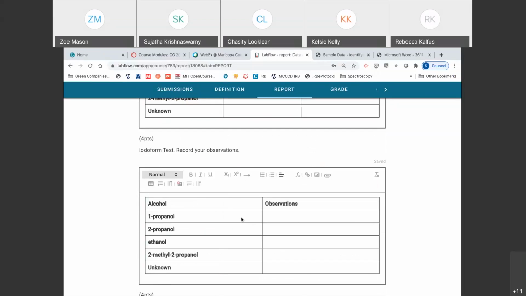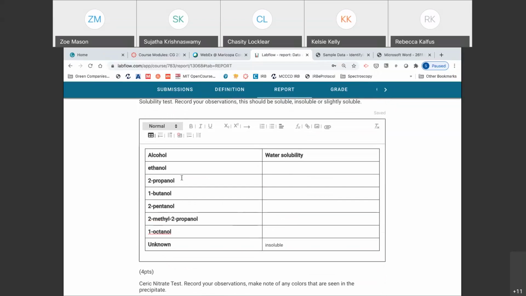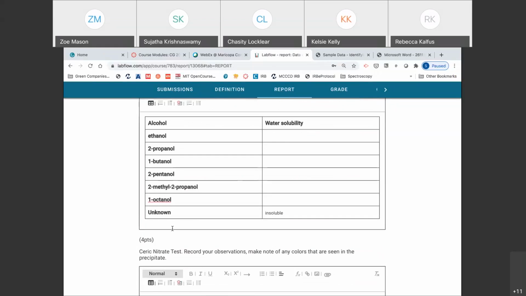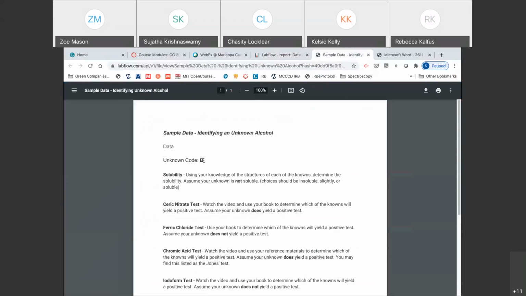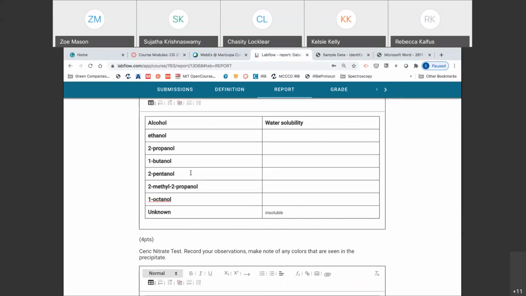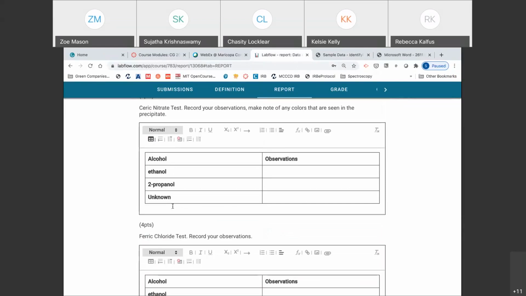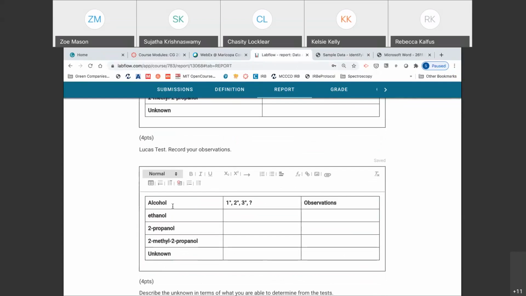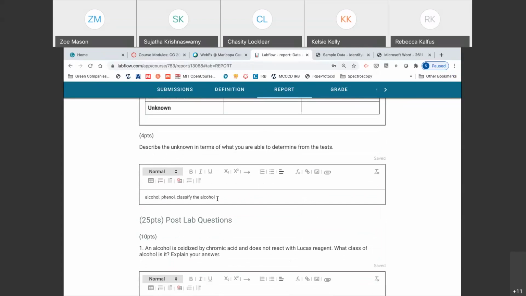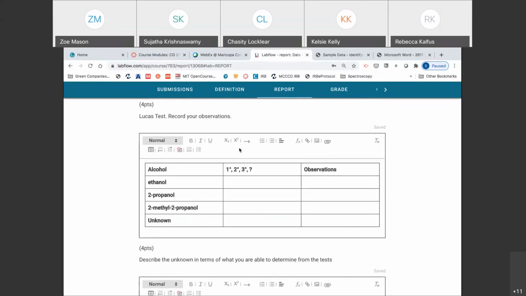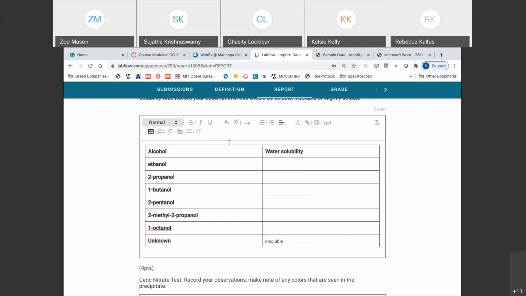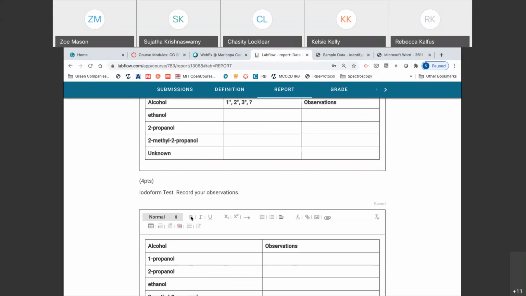Okay, so the alcohols that have been provided for you are these. Your unknown is one of these: ethanol, 2-propanol, butanol, 2-pentanol, 2-methyl-2-propanol, 1-octanol. It's one of them. Your sample data is given there. If you can go a step further and say which one of these alcohols it is, that is great, and you can do that. So go ahead and also identify the alcohol. You have the entire list here, ethanol through 1-octanol. Your unknown is one of those, and all of you have the same unknown.